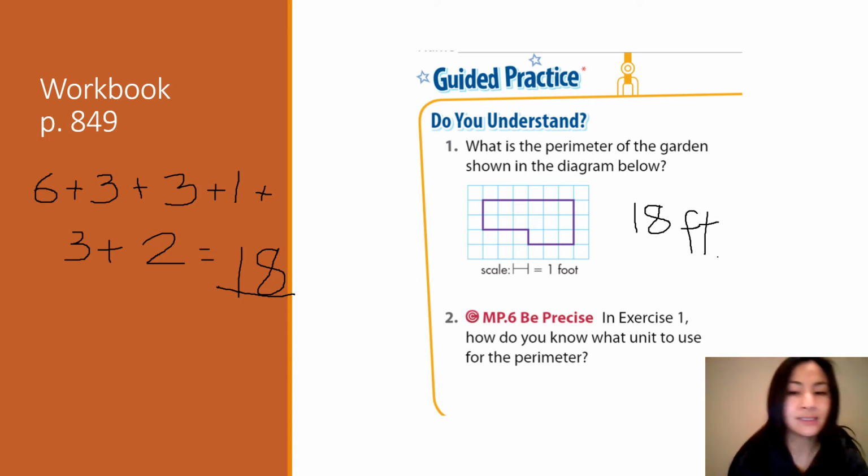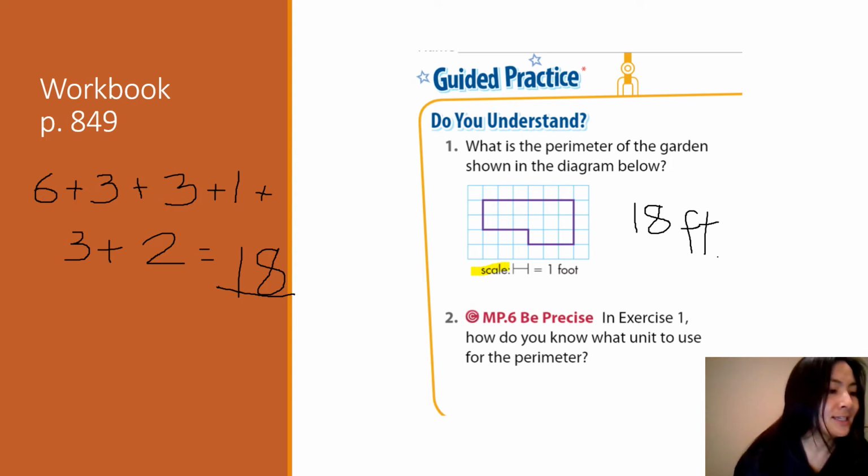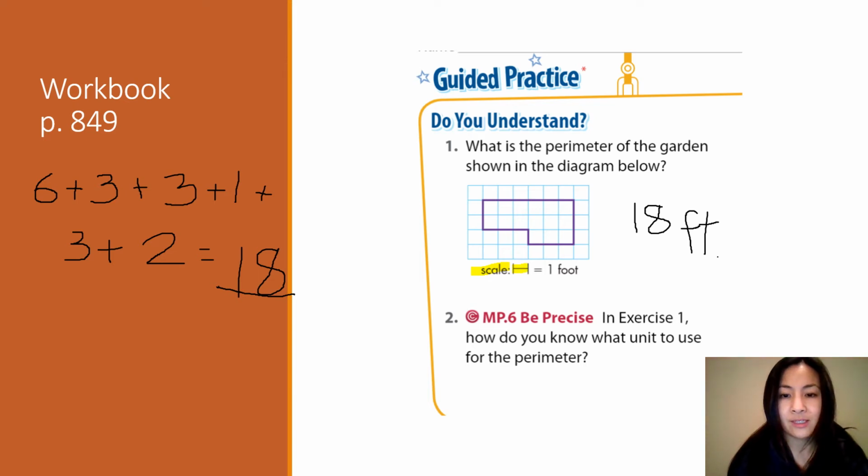It says in exercise 1, that's this problem number 1, how do you know what unit to use for the perimeter? All right, well, there it is right there. It shows the scale, right? It shows that 1 unit, this much, equals 1 foot. So that's actually the answer to number 2. The scale shows that 1 unit equals 1 foot.